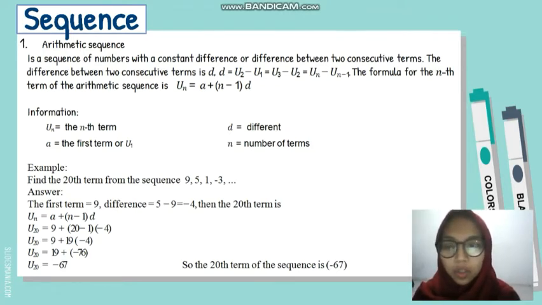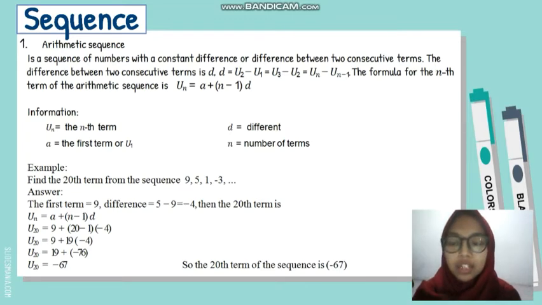Arithmetic sequence is a sequence of numbers with a constant difference between two consecutive terms. The difference between two consecutive terms is d. d equals u sub 2 minus u sub 1 equals u sub 3 minus u sub 2 equals u sub n minus u sub n minus 1. The formula for the n-th term of the arithmetic sequence is u sub n equals a plus n minus 1 multiplied by d. Information: u sub n equals the n-th term, a equals the first term or u sub 1, d equals the difference, and n equals the number of terms.